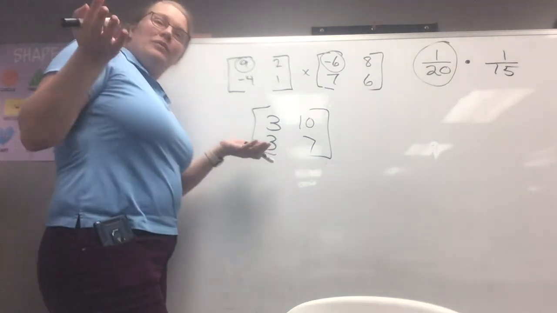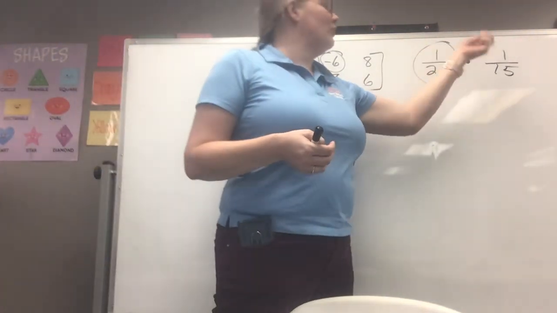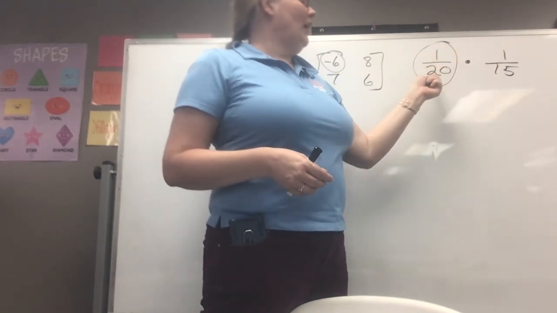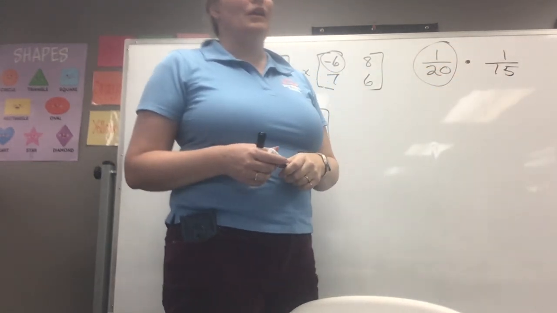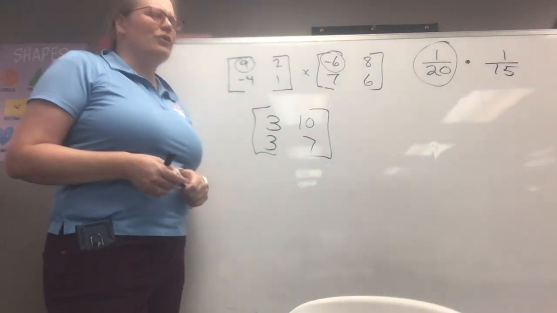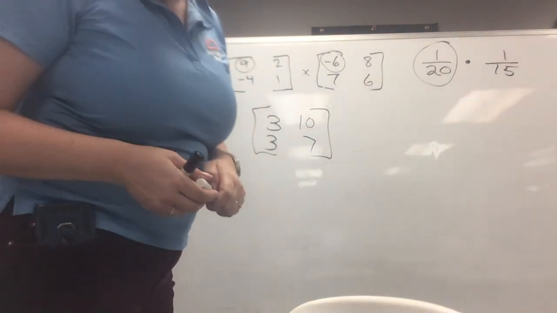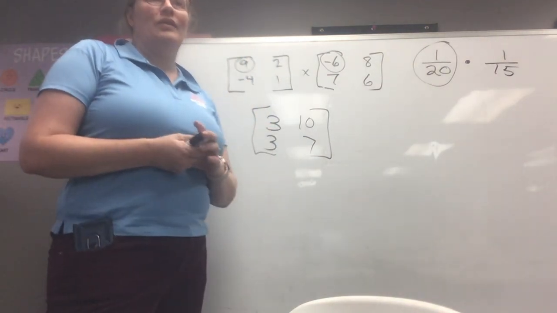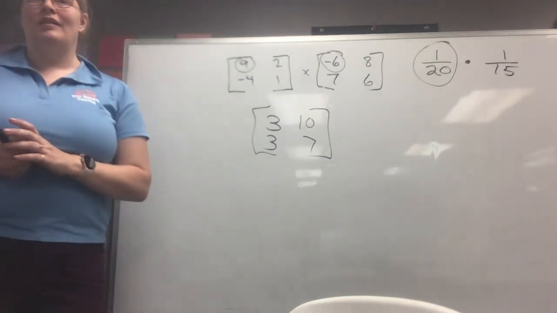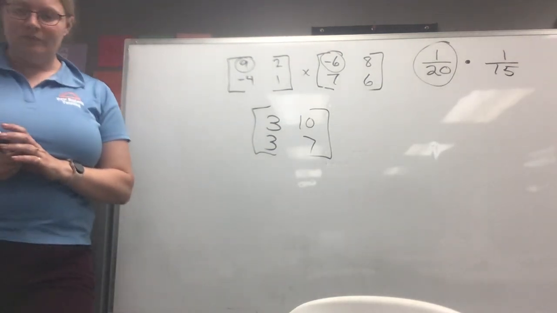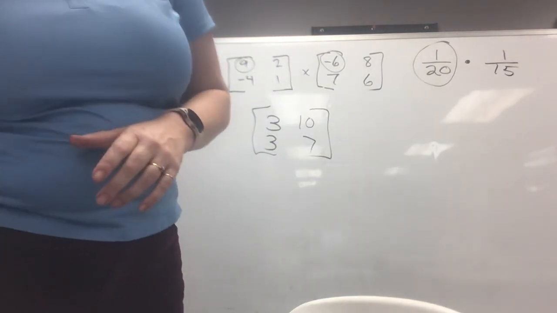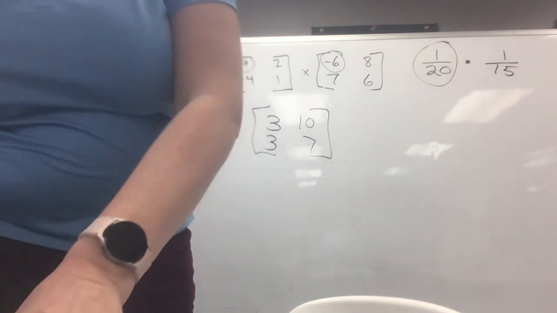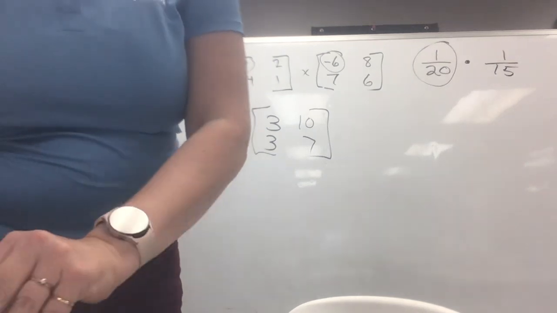1 in 20, sure, maybe those are good odds. 1 in 15, those are okay, but 1 times 1 and 20 times 15, which is going to be 300. And so there is a 1 in 300 chance of them both being selected. All right, now 26. In that case, we'll stop at 25 first.